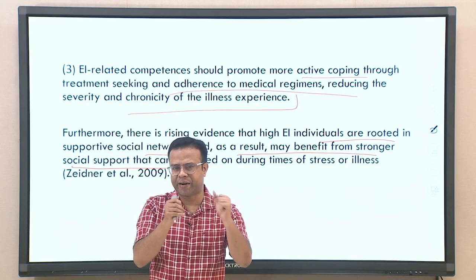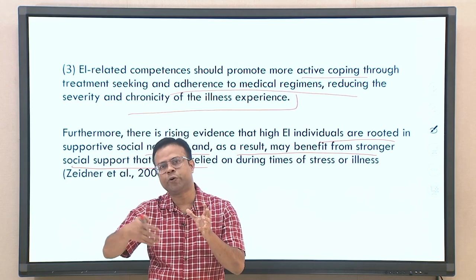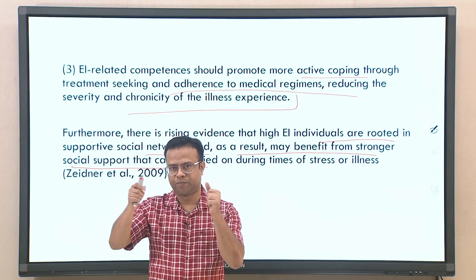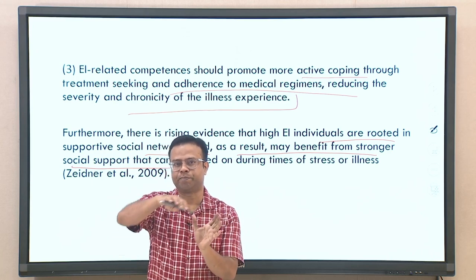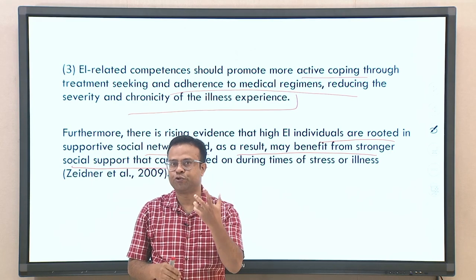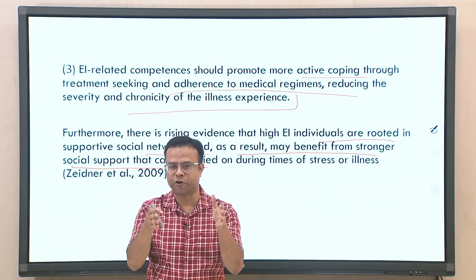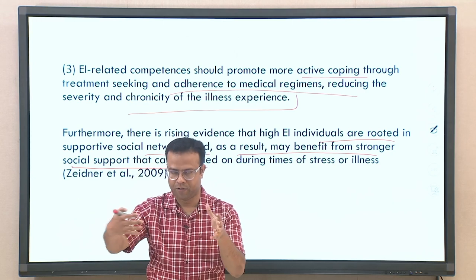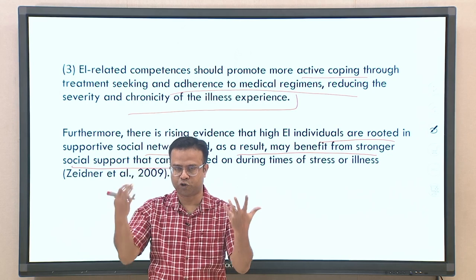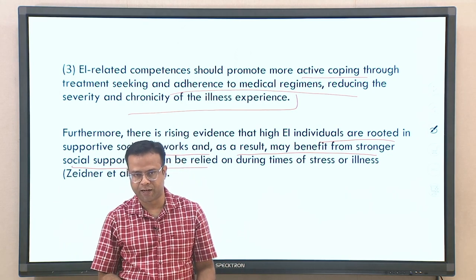So, generally they have better social networks, more meaningful relationships. So, they are more likely to get support during times of crisis and so on. In that sense, coping is much easier when there are other people around you to support you. In a crisis situation, you are able to deal with it in a much better way because you have more resources. You are not alone, there are other people who can support you with their resources. So, that also promotes better coping and that can lead to better physical health.